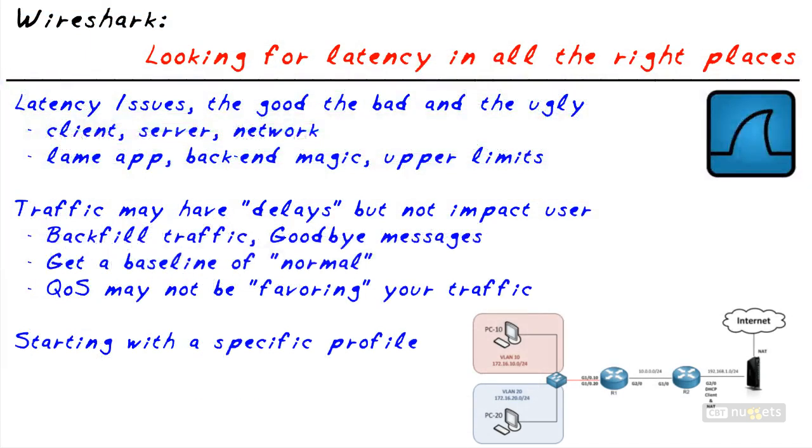In this nugget, we've identified that there's quite a few variables involved when the user says, hey, the network seems slow. Could be the client, could be the path between the client and the server, or it could be something on the server and the back end over there. A really cool feature to use is that delta for a TCP stream to find out if there's huge delays between a request and a reply.